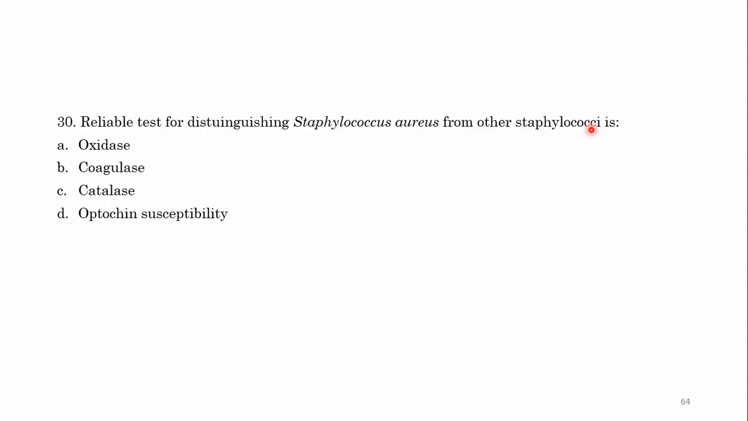Number 30, a reliable test for distinguishing Staphylococcus aureus from the other Staphylococcus species is A, oxidase, B, coagulase, C, catalase, or D, optochin susceptibility. The correct answer is letter B, coagulase test. Always remember, the coagulase test is the most important test to identify Staphylococcus aureus. Number 30, letter B.